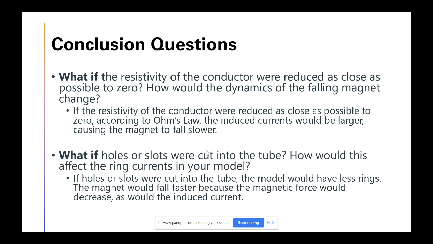The second question is, what if holes or slots were cut into the tube? How would this affect the ring currents in your model? Well, if holes or slots were cut into the tube, the model would have fewer rings, and as a result, the magnet would fall faster because the magnetic force would decrease as would the induced current.